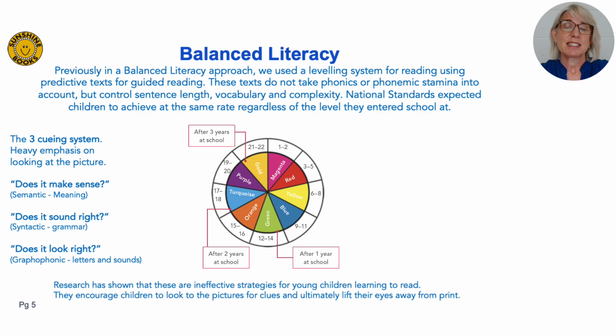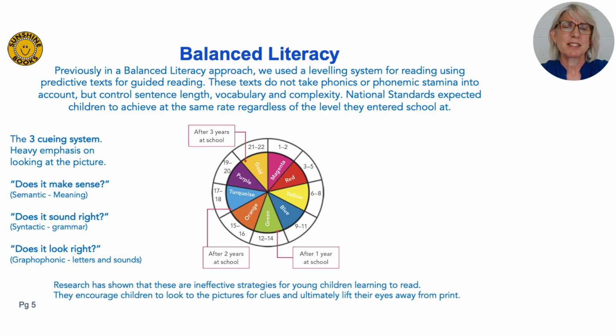National standards expected students to progress at the same rate, with an expectation that most students would reach green level after 1 year of school. Some students did reach green, but then plateaued, finding it difficult to read text beyond this point.